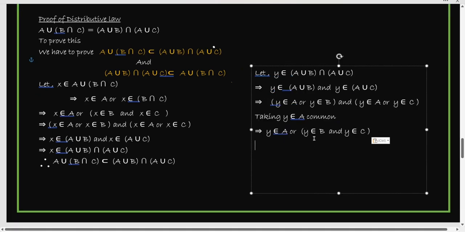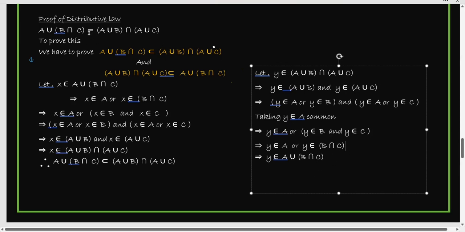Now this Y belongs to B and Y belongs to C is intersection and this "or" will be union. You can replace them and write that means Y belongs to A or Y belongs to B intersection C. And in place of "and" we are writing intersection. That means Y belongs to A union, because "or" sign is there, A union this B intersection C. So this becomes Y belongs to A union B intersection C.